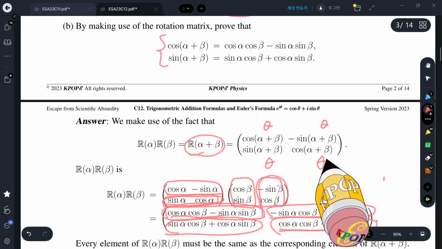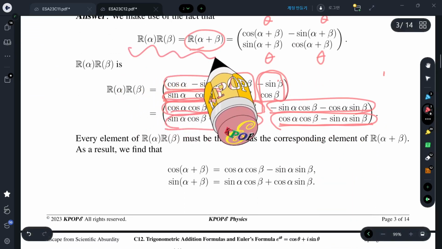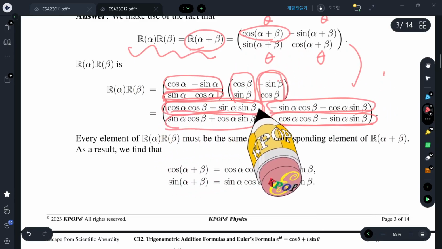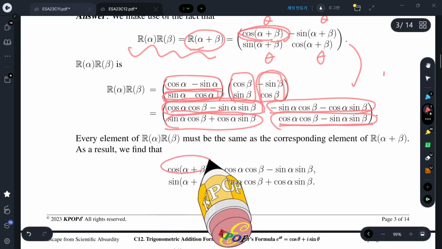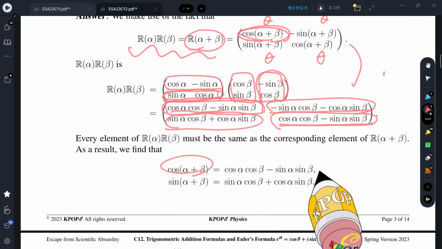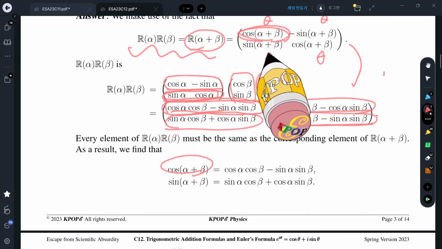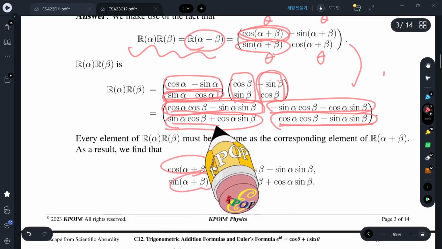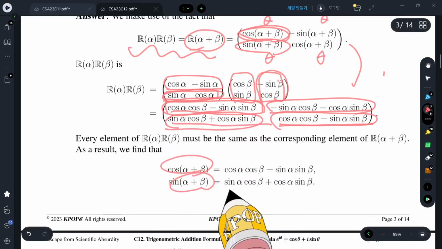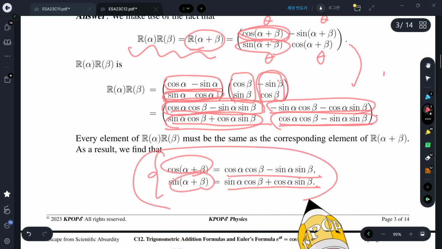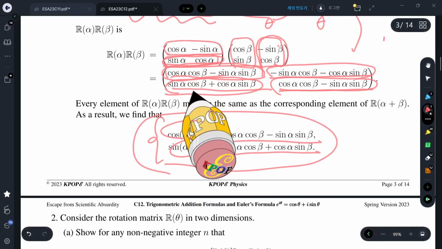Okay, as a result, because they must be the same, I compare one by one. This is this. This is this. Cosine, minus sine. Okay, this is a sine of alpha plus beta. Okay, sine cosine, sine. We have proved this addition formula for the cosine and sine functions in a trivial way.